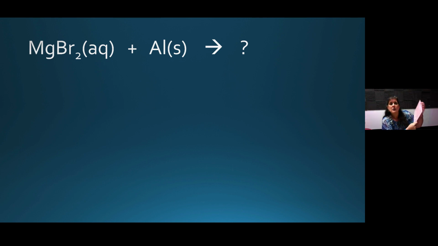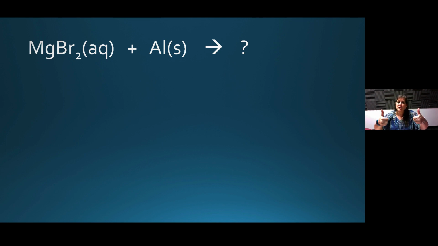Activity series. We're looking up Mg and Al. They're right next to each other. Who's in front? Mg's in front. Mg is more active than aluminum. That means Mg should have a friend. Does Mg have a friend? Mg does have a friend, yeah. Mg already has a friend, so life is good.